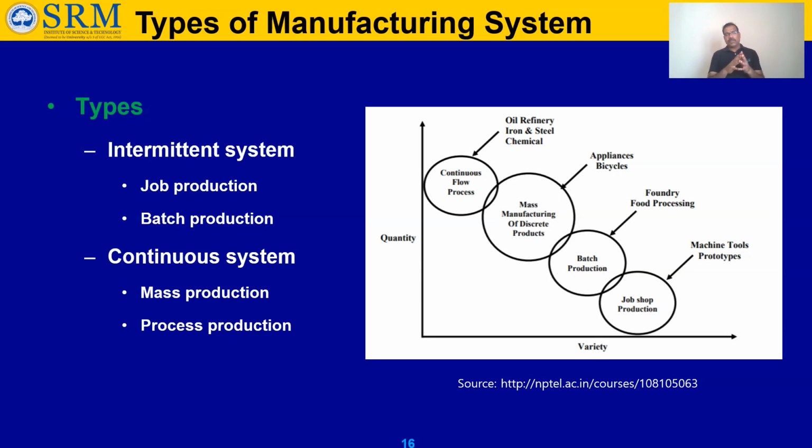Okay, so thank you for watching about this topic. In this video, we discussed Industry 4.0 and Industry 5.0. What is the difference between production and manufacturing? What is meant by production? What is meant by manufacturing? And what are the types generally available in the manufacturing system?